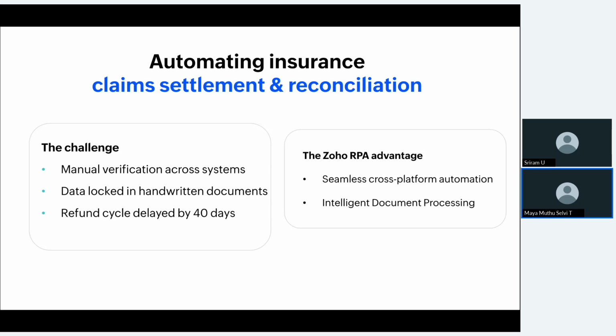Now with IDP, customers are using AI-powered prompts to extract patient data from documents, and that too with a high accuracy rate. Once the information is digitized, they will then use UI automation to validate and reconcile the information across applications, significantly speeding up the claim settlement process.